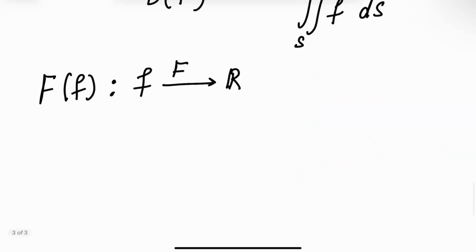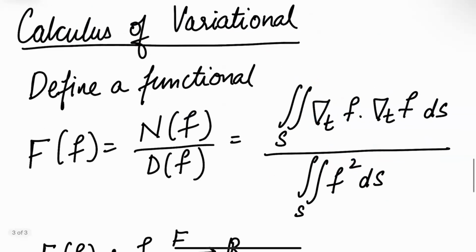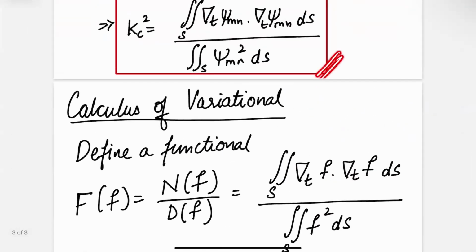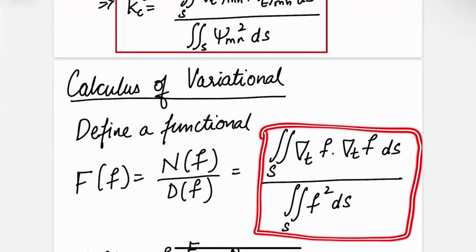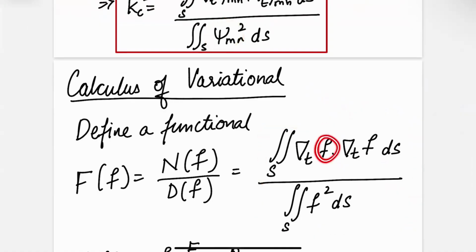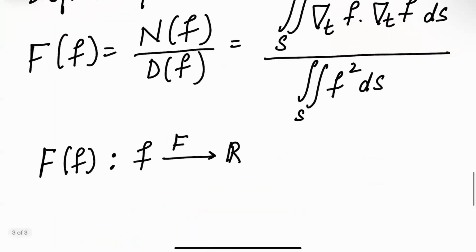So we've defined the functional to be this one. This is a specific functional, and it has the same exact form as this. If I substitute psi instead of f, then I get back to this. So essentially F of psi is kc squared, because when I put f equal to psi, I get this equation, and that is equal to kc squared. So we've now defined this functional.